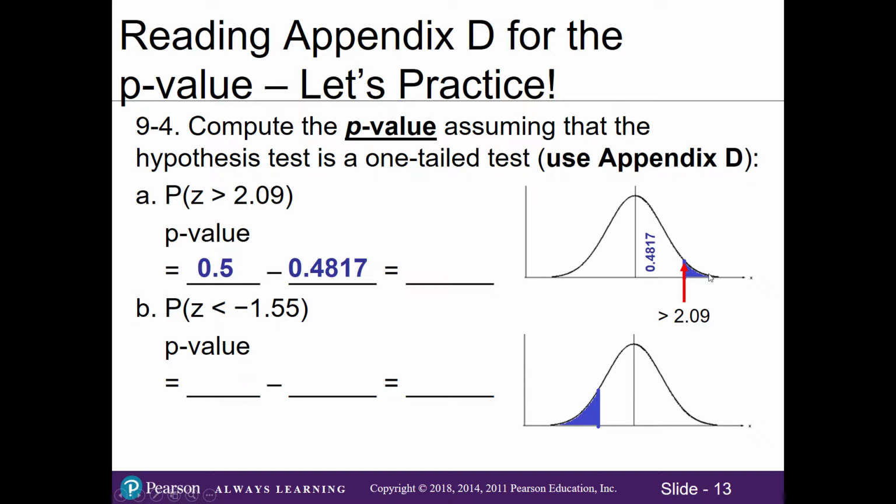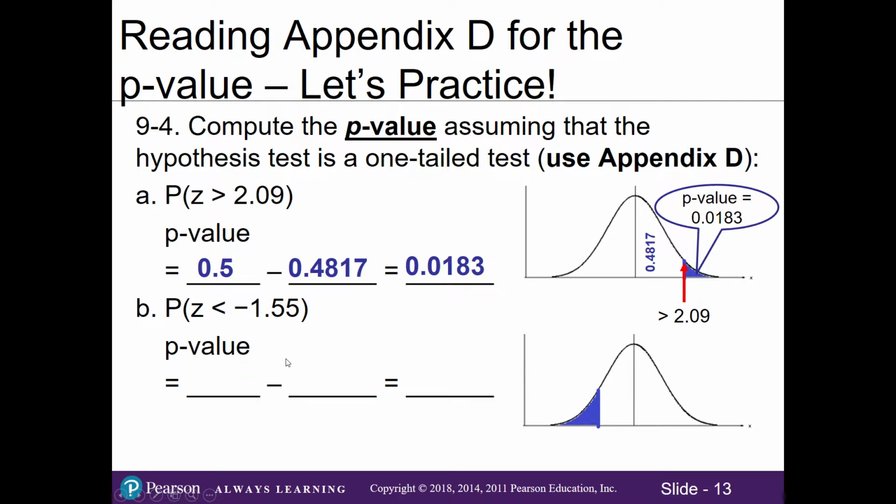So 0.5 minus 0.4817 is 0.0183. In other words, our p-value for this shaded area is 0.0183. And then I would take that p-value and compare it to my alpha value. So say my alpha value is 0.05. Because my p-value is smaller than 0.05, meaning it's out here in the rejection region, that means the shaded area of my sample is so small it's over here. That means we would reject the null.